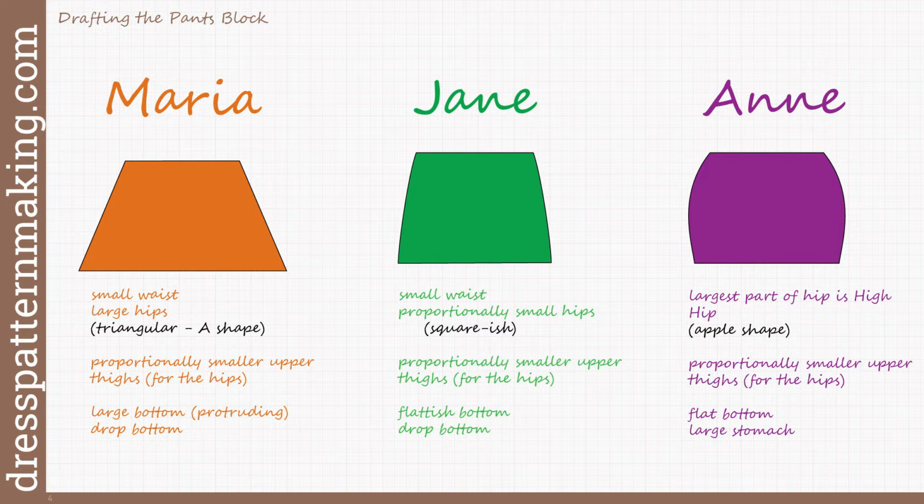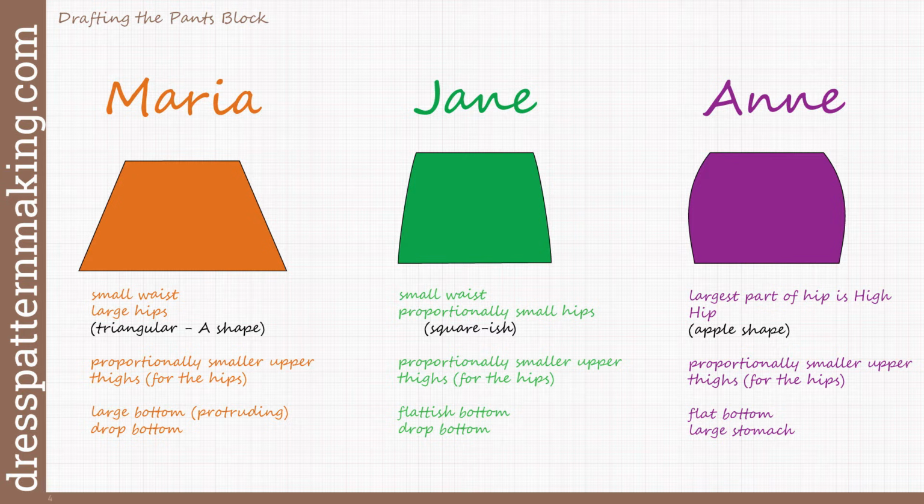One of them is for my measurements and my figure shape. I have a triangular type figure, as in the bottom part of the letter A, that kind of triangle. There is a larger difference between my waist and hips than is standard. My upper thighs are small in proportion to my bottom, and I also have a large protruding bottom and a dropped bottom. The second figure I'll be drafting for is Jane.